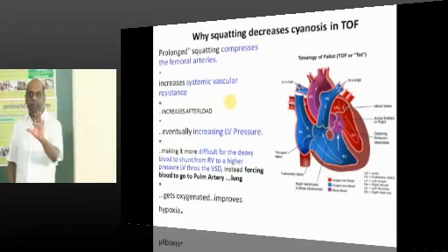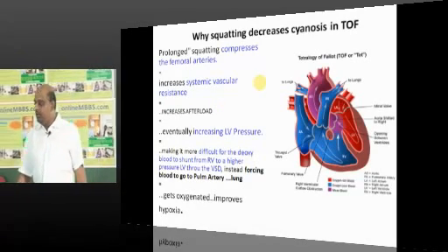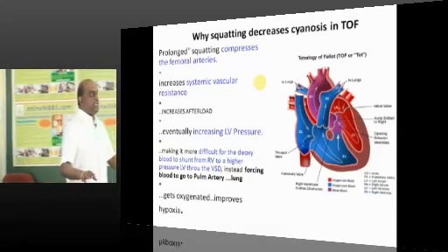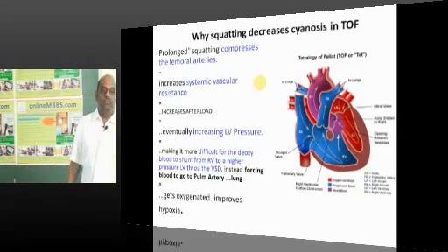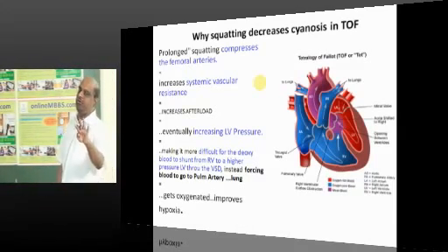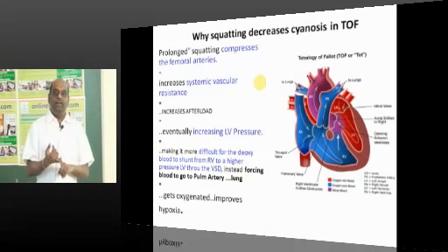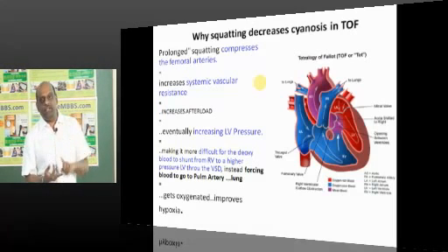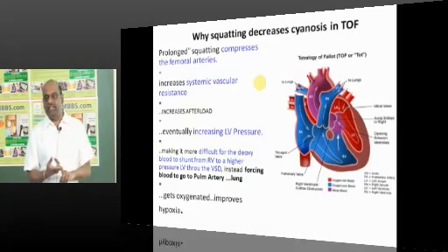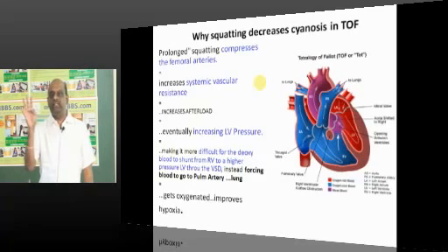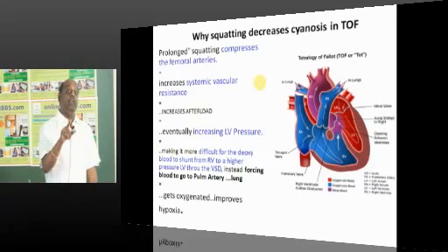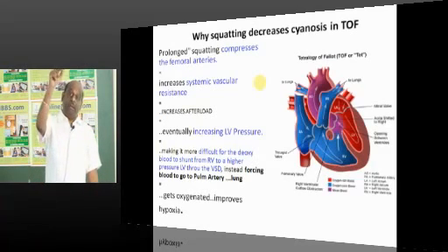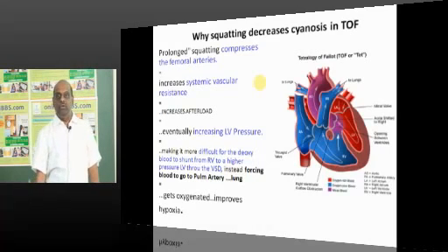Now comes a very important question. Cyanosis which is relieved with squatting. What are the 4 cyanotic heart diseases? I told you 4 T's. T for tetralogy of Fallot, truncus arteriosus, transposition of great vessels, tricuspid atresia. 4 T's. Even total anomalous pulmonary venous circulation also will lead to cyanosis.